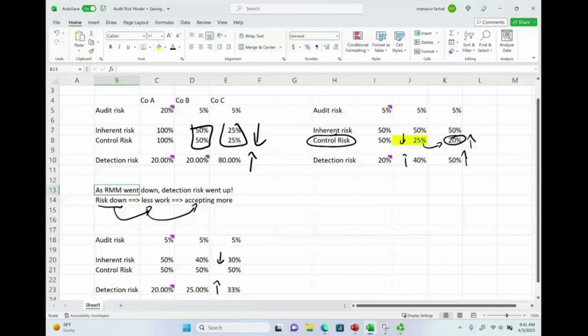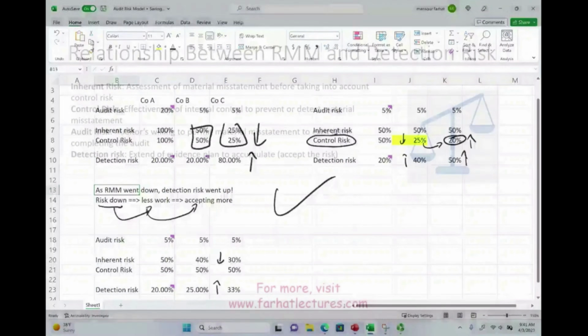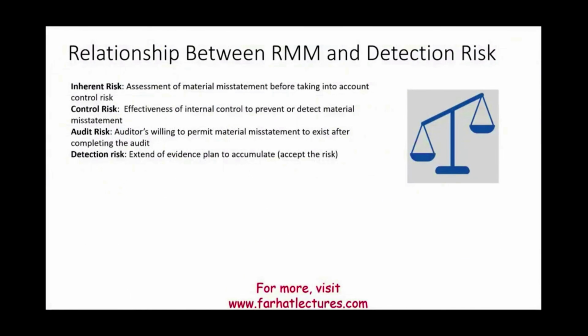So it's very important to understand those relationships. So what's the relationship, one more time, between RMM and detection risk? I'm going to show you this balance of justice. If RMM is here, detection risk is here, and the opposite is true. In other words, if I lower my RMM, I can take more of a risk. Also, if my RMM is high, my detection risk is low. So notice they're the opposite of each other.